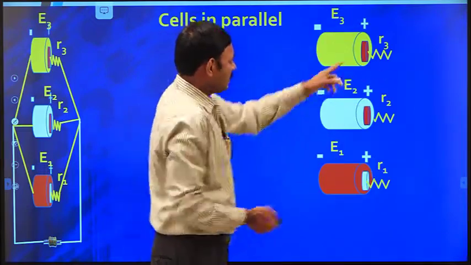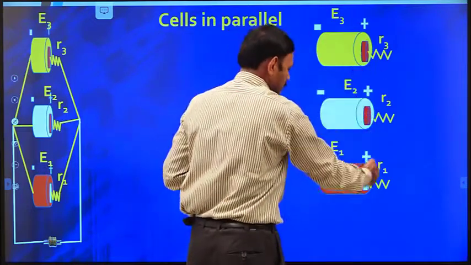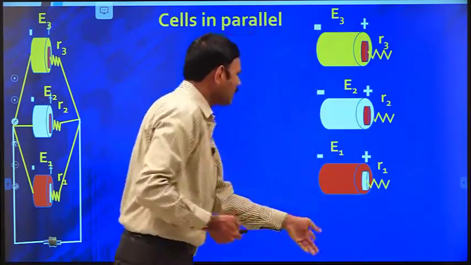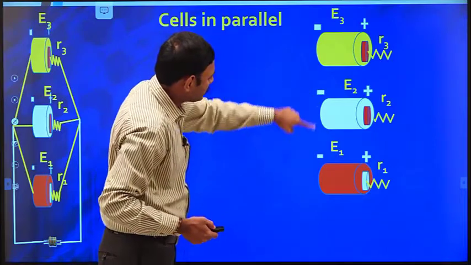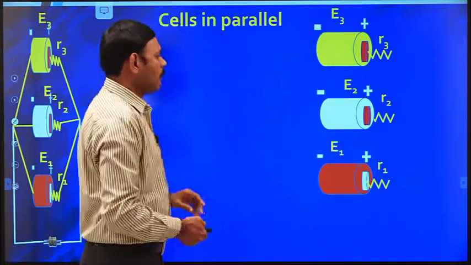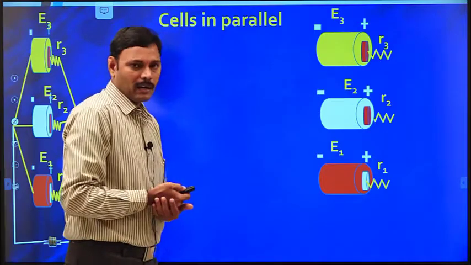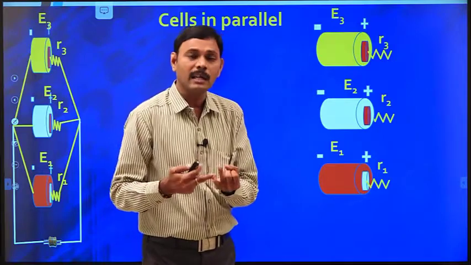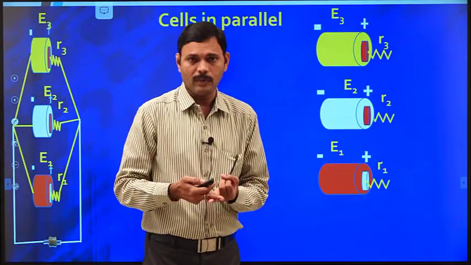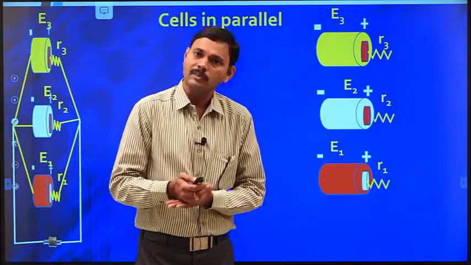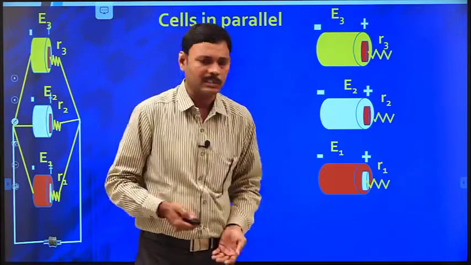On the right side we have the positive terminals of the three cells, and on the left side we have the negative terminals. Look into it, they are like that. Now we have to connect them in parallel. First we have to know how to connect them in parallel, then what the effective EMF in parallel is, and what current is produced by the parallel combination. When the parallel combination is advantageous, those things we have to discuss now.